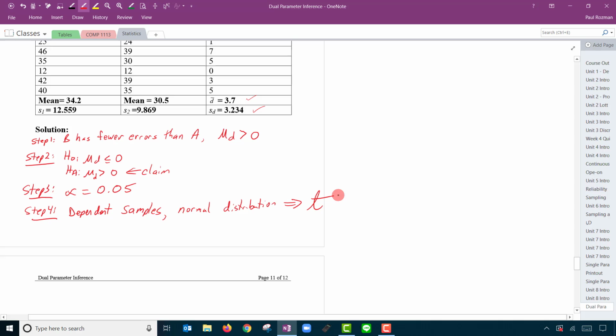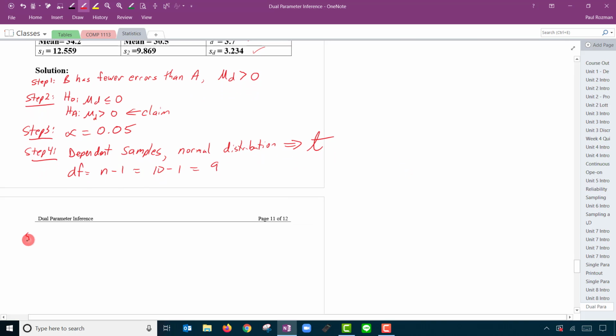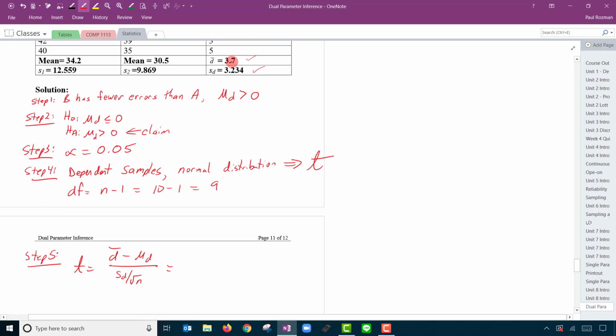This tells us we're going to use a t-distribution with our degrees of freedom are n-1. In this case, we have 10 pairs of data, so it'll be 10 minus 1, which is 9. Then we can move on to our test statistic. It's d bar minus mu sub d over s sub d over root n. Grind that out. We already have d bar calculated up here. It is 3.7.